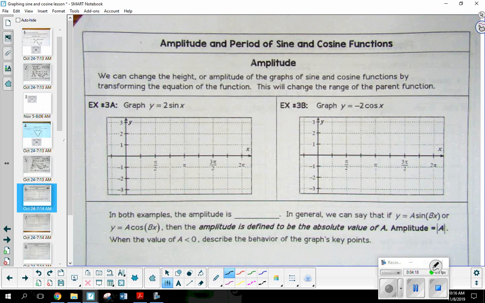So this first one is amplitude. We can change the height, or amplitude, of the graphs of sine and cosine functions by transforming the equation of the function. This will change the range of the parent function. So let's just get right into it.